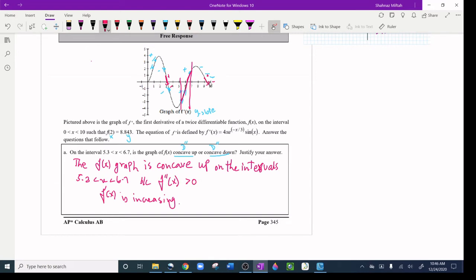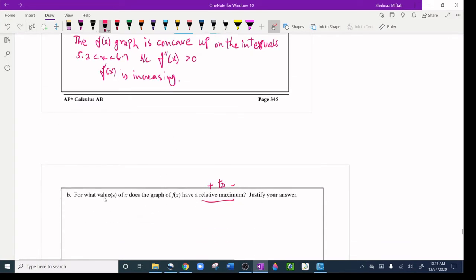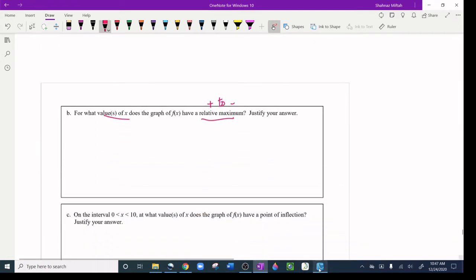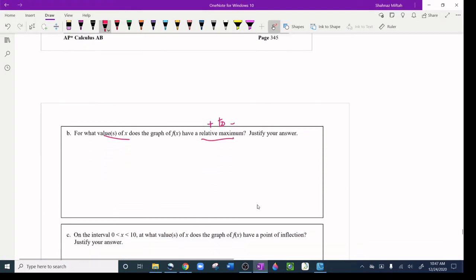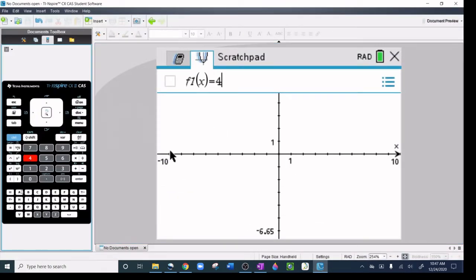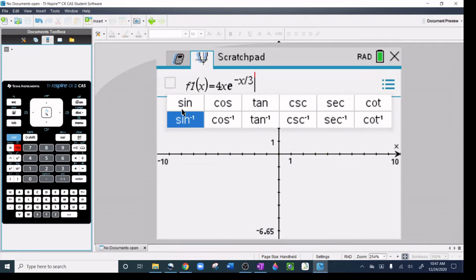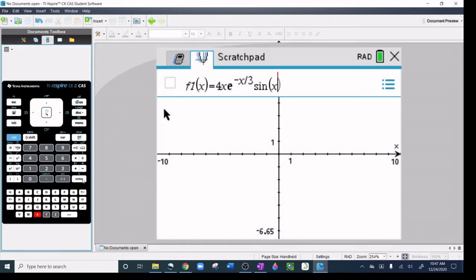So these are the two I have for maximum, but I don't know exactly what points they are, what y values are there. In essence they're asking for the intervals, so technically x values. So I am looking for the x value, but what exactly are these x values? That's why I want to graph it and trace the graph to see which one works. My equation is 4x e to the power negative x over 3, times sine x. We enter, that's the f prime graph.